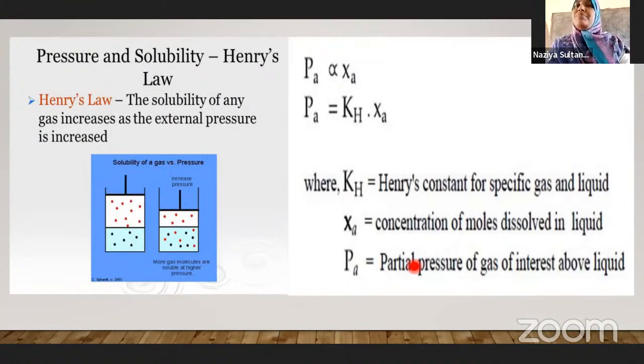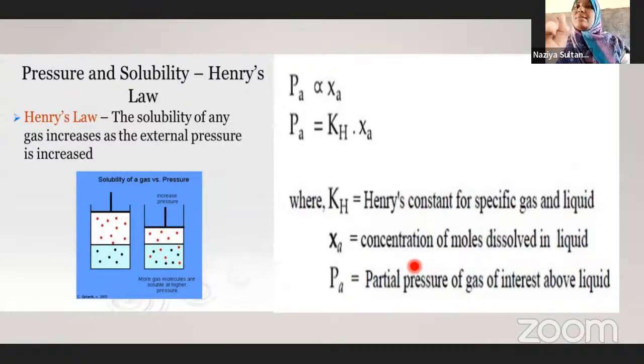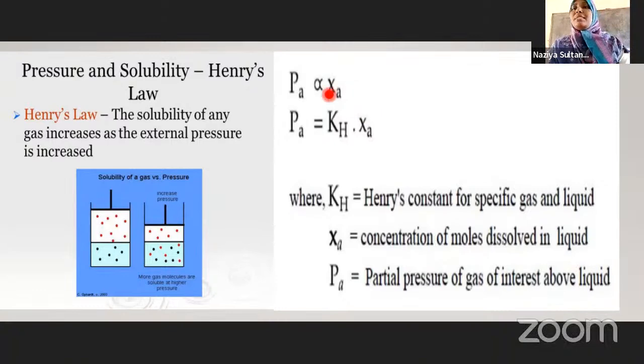Let PA be the pressure of the gas. This is directly proportional to the mole fraction of the gas. So you can see here, PA is directly proportional to the mole fraction of the gas. PA is equal to KH into XA. This is mole fraction, right? So KH is called Henry's constant for a specific gas, and XA is the concentration of moles dissolved in the liquid, and PA is the partial pressure of the gas.